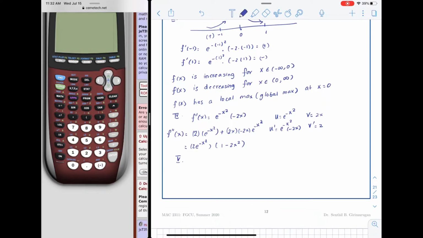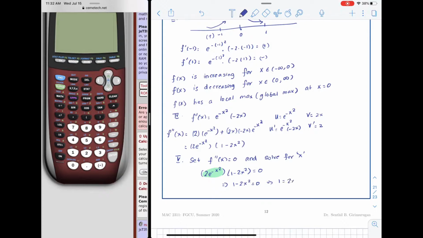So we set f double prime of x equal to 0 and solve for x, and that would give us the points of inflection. So 2 e raised to minus x squared times 1 minus 2x squared would equal 0. The exponent part will never become 0, and it will only become 0 in the limit. So we will have 1 minus 2x squared equal to 0.